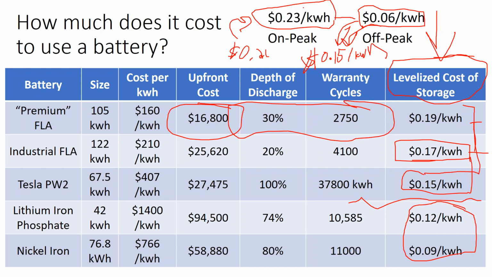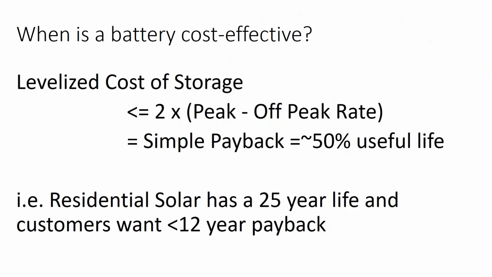What we really need to see is that this differential between outflow compensation and inflow compensation to be about twice the cost of using the energy, so that we get a simple payback that is around 50% of the product's useful life. And that's kind of similar with solar. Solar has a 25-year life, but if you sell your customer on a 20-year payback, no one's going to buy it. You really only see customers wanting a 12-year payback, 11-year payback or less.